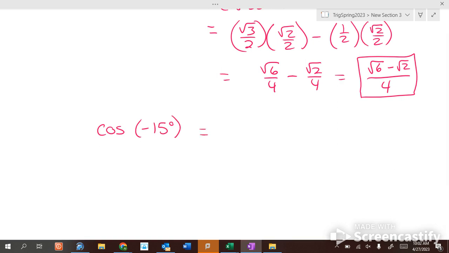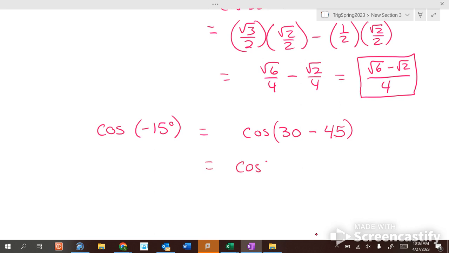The cosine of negative 15 degrees. How do I get a negative 15? Let's work with smaller numbers than that. Cosine of 30 minus what? 30 minus what is negative 15? 45. Just the numbers we used in the last problem, except now it's a subtraction problem.